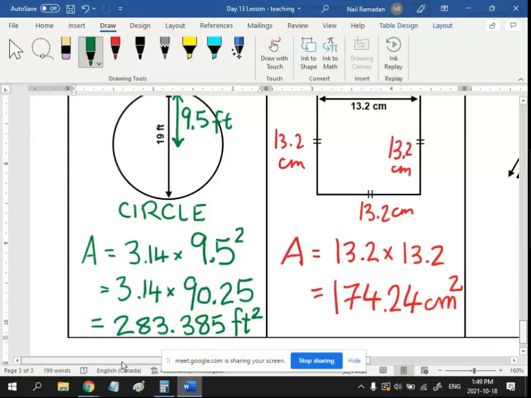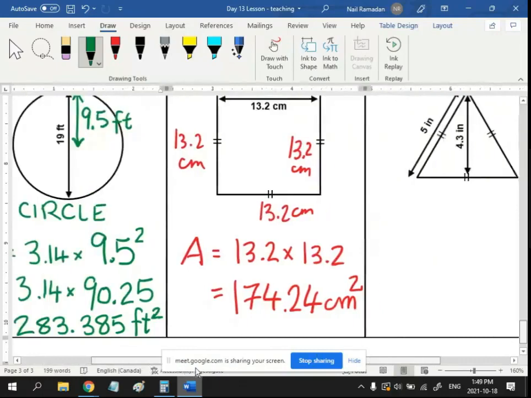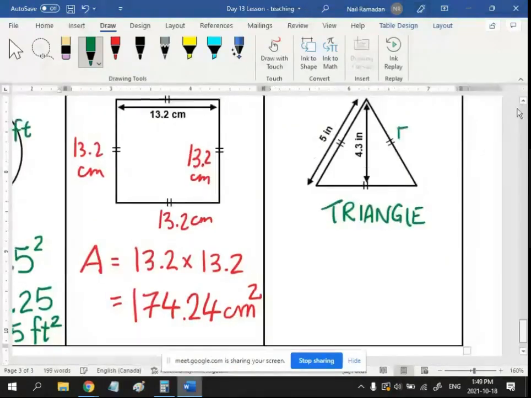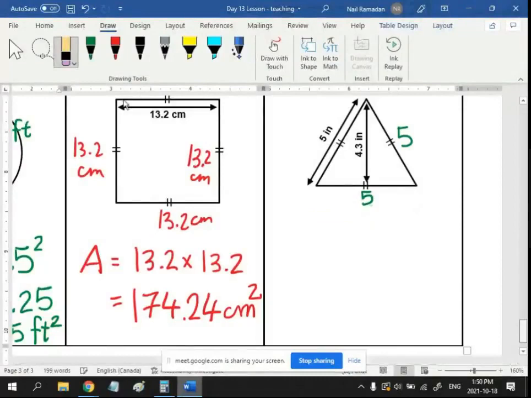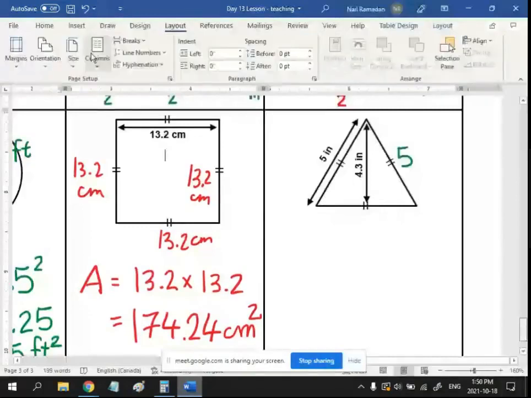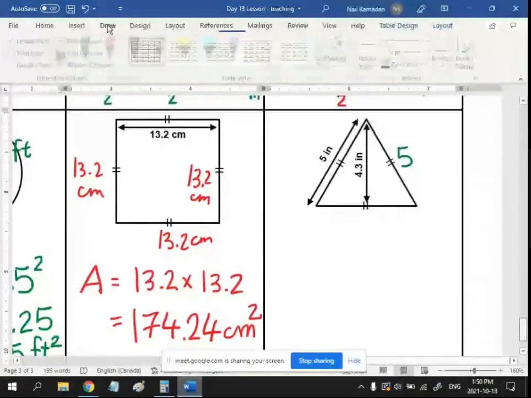Okay. Last shape. It's a triangle. But we said this is a very special triangle. All the sides are the same. So this is 5, and also this is 5. Okay, let me just erase the word triangle. So how wide is the base? 5. So I'm just going to put 5 inches here.